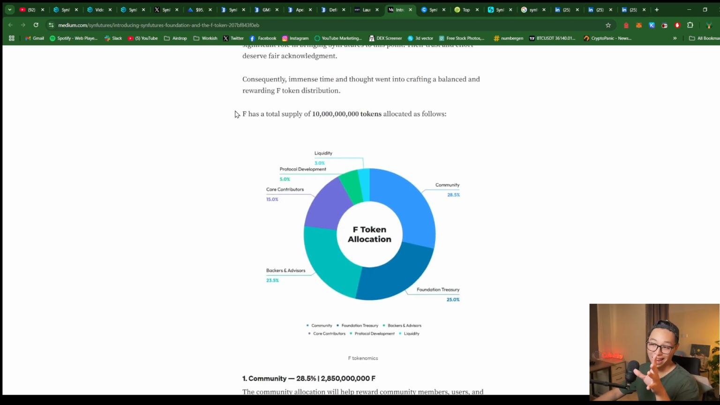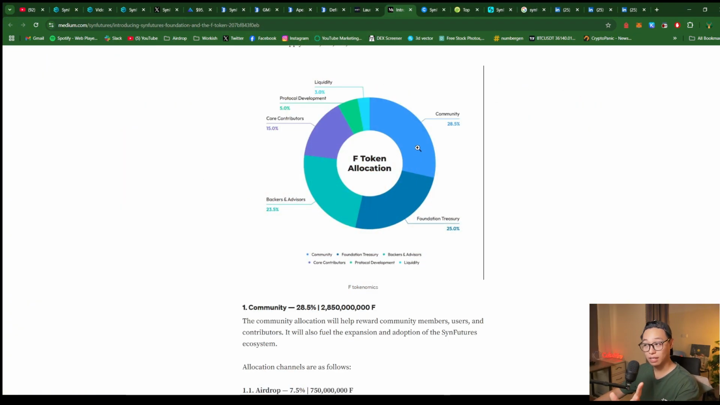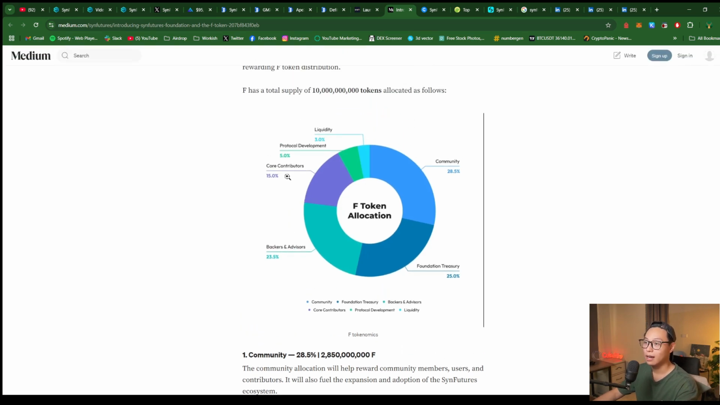The F token has a total supply of 10 billion tokens. The community will have 28.5% of it. The foundation treasury is 25%. The backers and investors, though, they have 23.5%, which is a lot higher than I would want it to be. Other projects, for the backers and advisors, have like 10-15%. But SynFutures is 23.5%, a lot. The core contributors, 15%. The protocol development, 5%. And the liquidity is 3%.